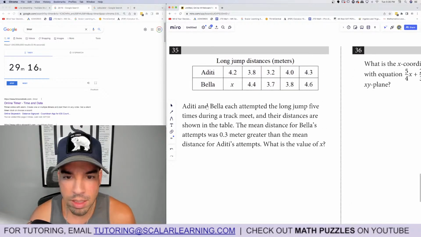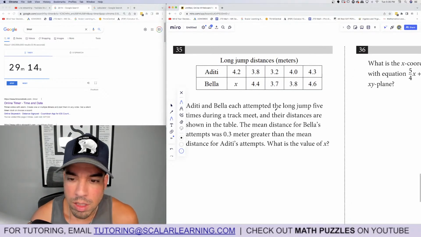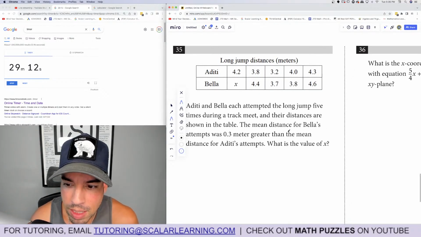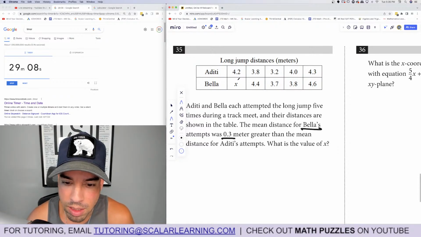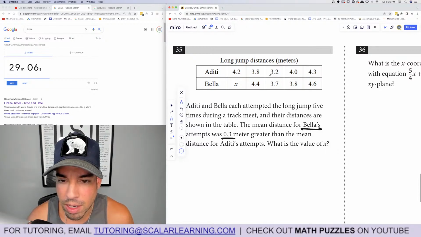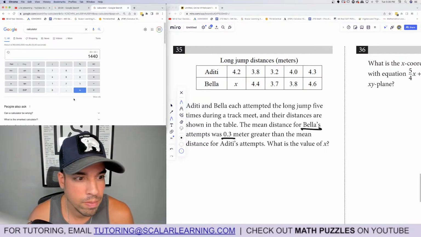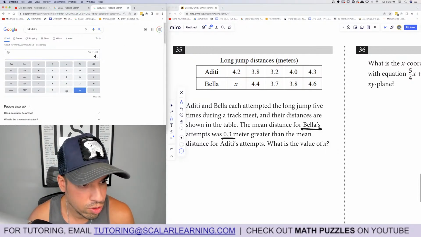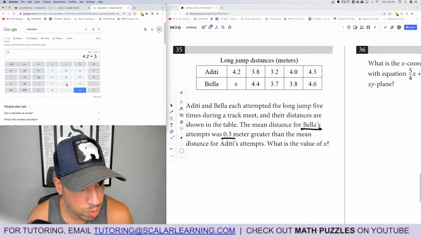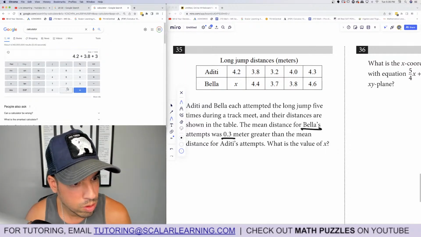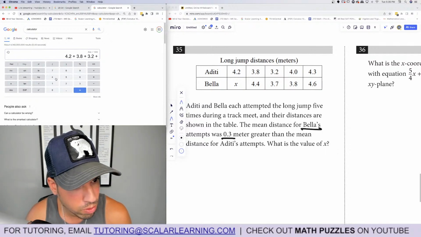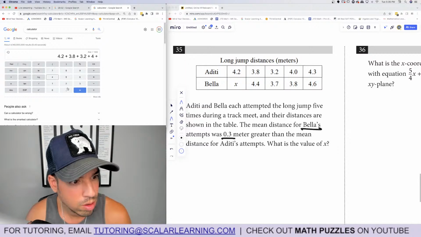35. Aditi and Bella each attempt long jump 5 times. The mean distance of Bella was 0.3 greater than Aditi. Okay, so let's find the mean of Aditi. There's a little shortcut you can do here, but I'm not going to do it because I don't want to confuse people. So I'm just going to do this because the standard calculation is totally fine. Whoops. See how I have to be very careful I don't mess up on the number input.